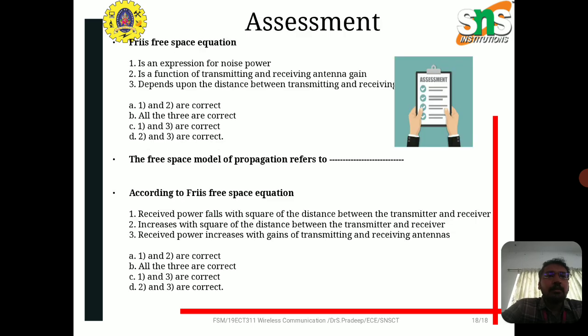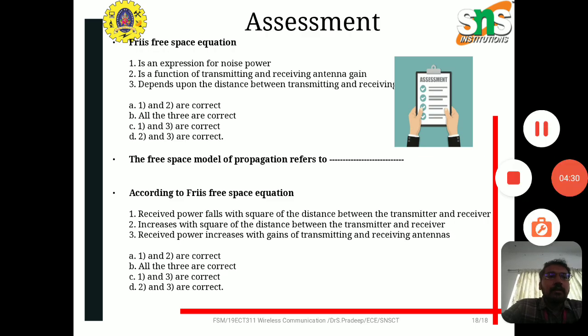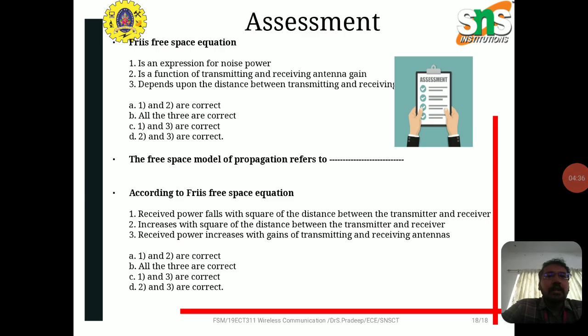Assessment questions. Free space equation is an expression for noise power, is a function of transmitting and receiving antenna gain, and it depends upon the distance between transmitting and receiving antenna. The answer is: it is a function. All the three are correct.